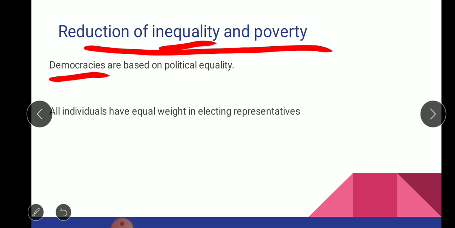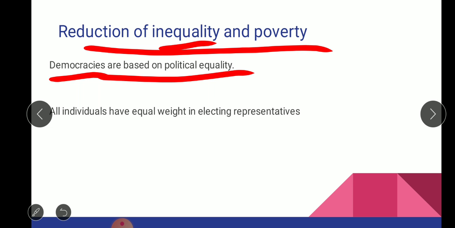Okay? So the increase in inequality among the people happens because of the economical growth in the democracy. Okay, and does democracy lead to such kind of things, or is democracy giving only good opportunity to the others? That is what we are going to see. First thing is that democracies are based on political equality. Yes, they say democracies are based on political equality.